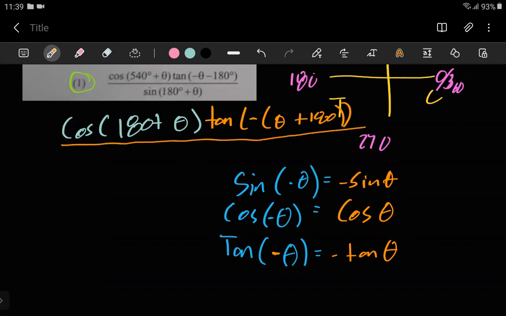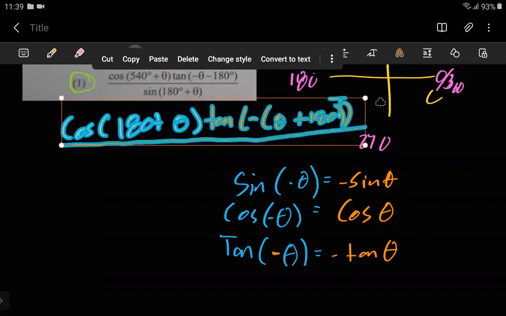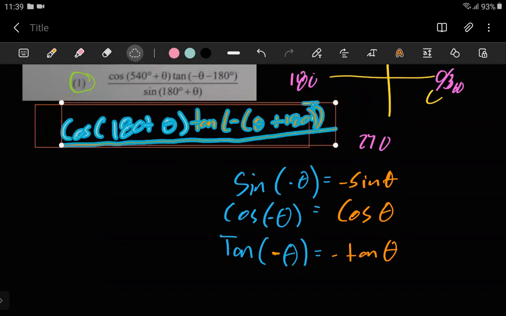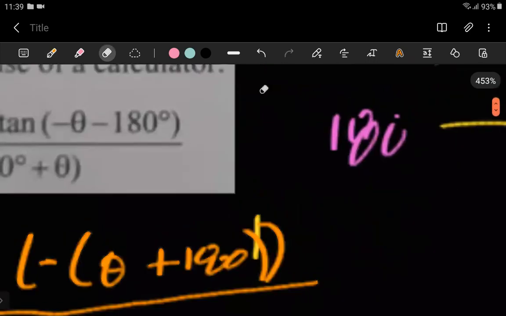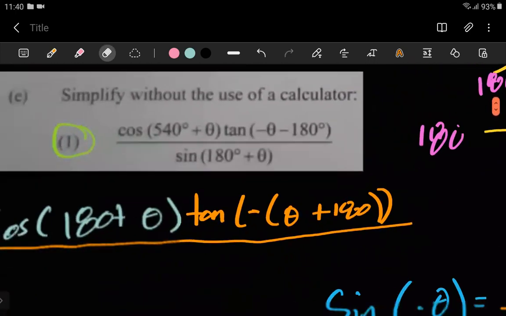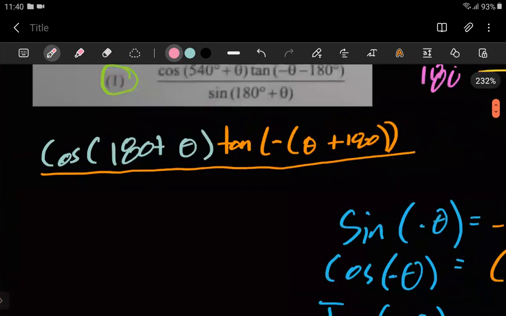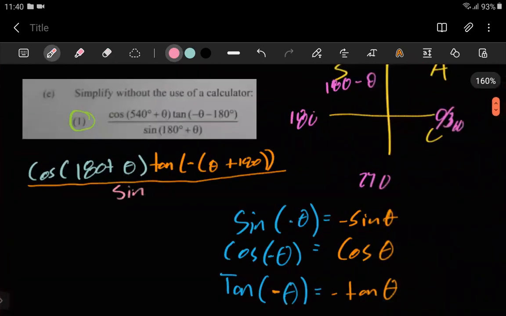So for now, before we do any changing of stuff, I just want us to leave everything the way it is, so that we can deal with this whole negative angle business here. So at the bottom, we're just gonna leave it the way it is for now. As in here, we can have sine 180 plus theta, right? Okay, let's leave it like that.